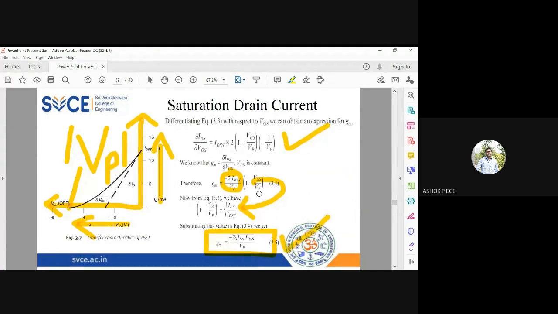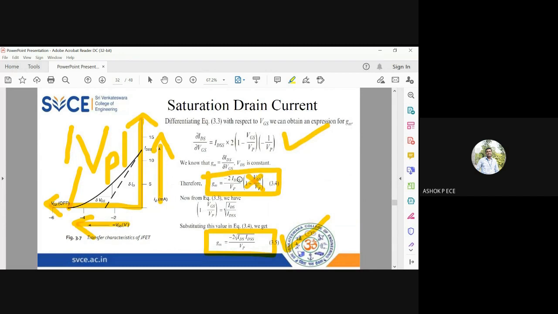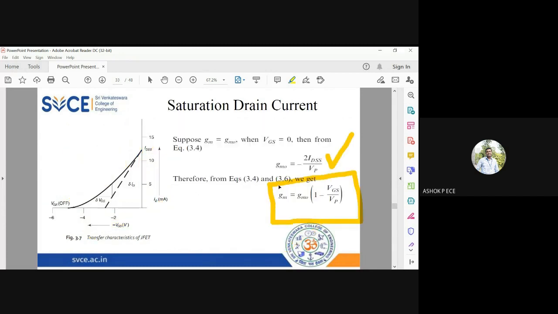And if I want to find the maximum value of GM and write it in terms of GM naught, I'll be using this equation. In this equation, you substitute VGS equal to 0 and replace GM by GM naught. When you put VGS equal to 0, this entire term goes away. So GM naught will be equal to minus 2 IDSS by VP. See here, same thing. And in this equation, minus 2 IDSS by VP is going to be GM naught into this expression, right? So GM is equal to GM naught into (1 minus VGS by VP).